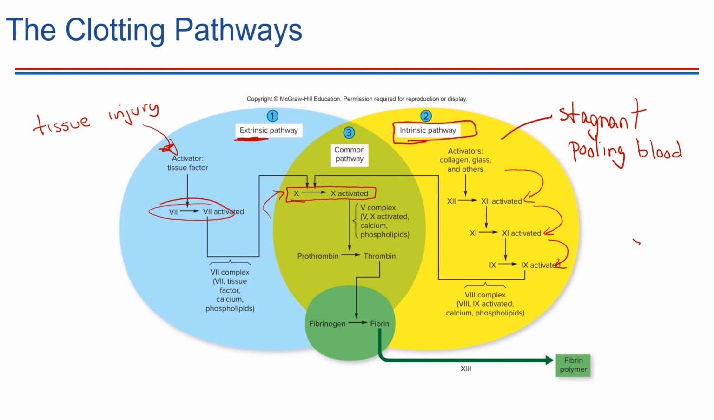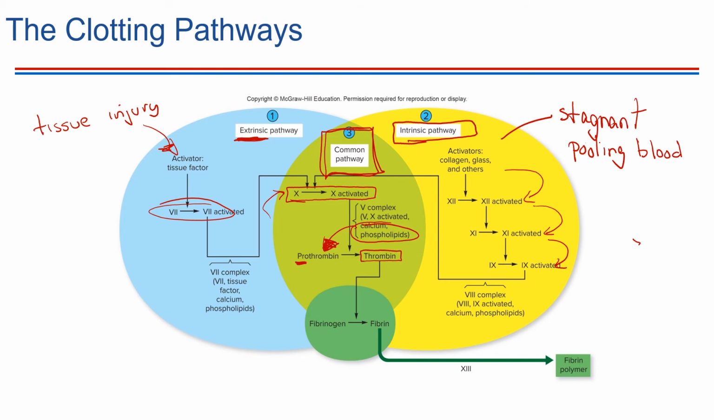So whether you've gone the intrinsic pathway or the extrinsic pathway, you end up making factor 10. And factor 10 is going to be the start of this common pathway. And what happens with factor 10? Factor 10 is going to activate another factor, factor 5. You're going to be making calcium and phospholipids. And that calcium and phospholipid is going to activate something called prothrombin. So prothrombin, remember when we have pro, it's a precursor. So this prothrombin is going to end up getting turned into something called thrombin.